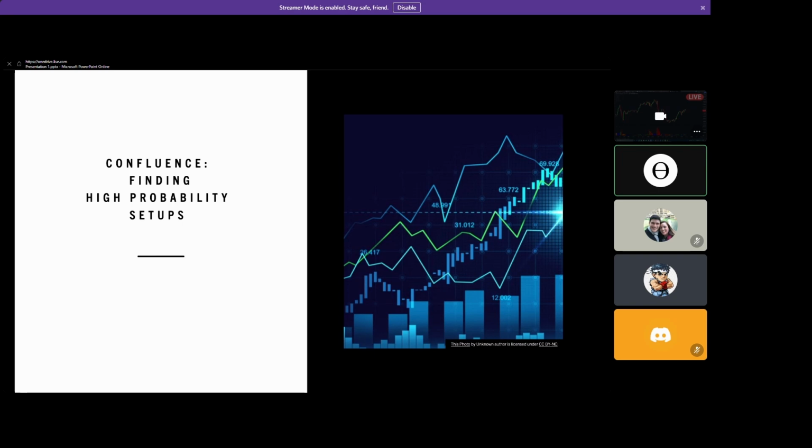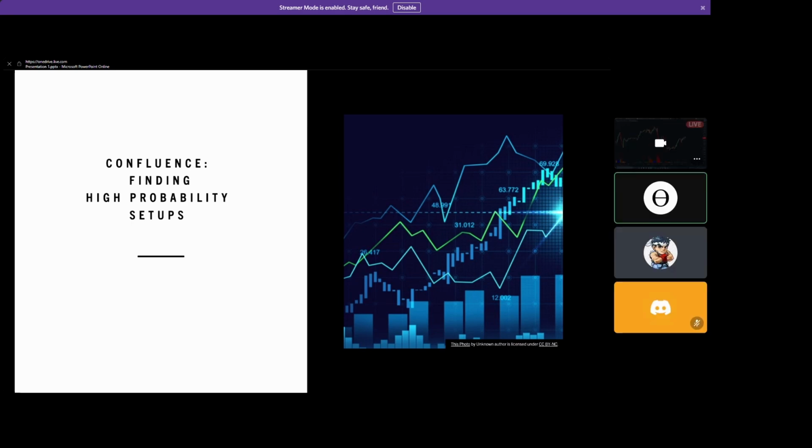All right, guys. Today we're going to be going over a really important concept in trading, and we'll be learning a strategy called confluence trading, and it'll give us an opportunity to find high probability setups. And of course, finding a high probability setup itself is not the whole of trading.